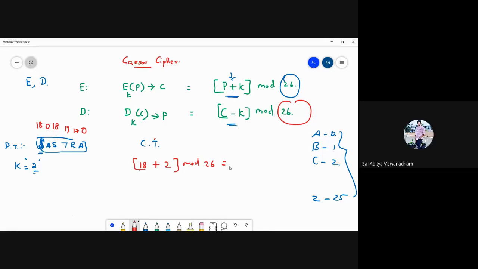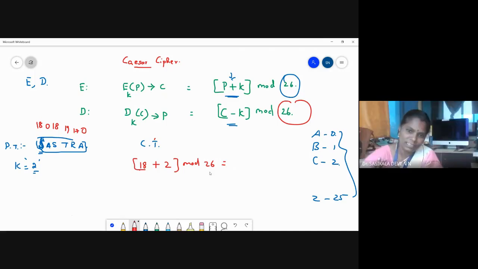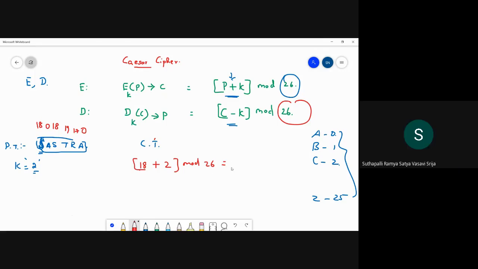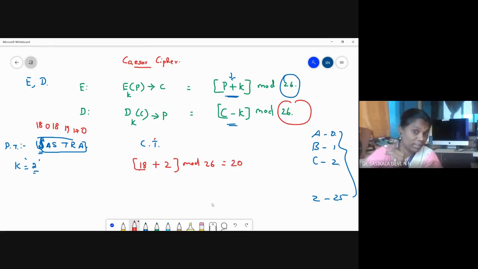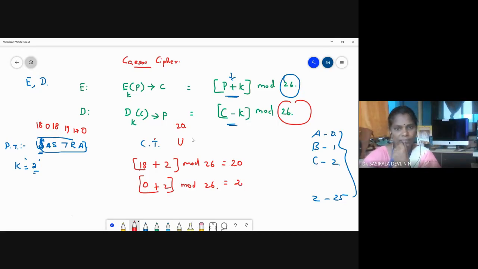It is 20, just get the integer number. 20. What is the 20th character? U. So this first character is U. Then the position of A is 0, 0 plus 2 mod 26. So 2 mod 26 is again 2. The second character is C.